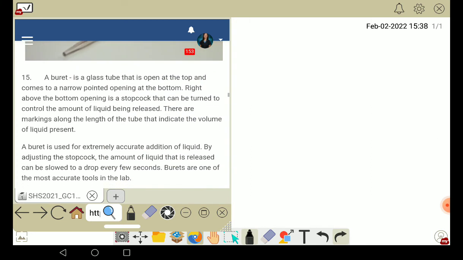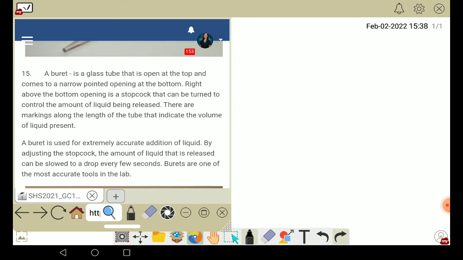Okay, next we have burette. There is another spelling for burette, which you could see in other books. A burette is a glass tube that is open at the top and comes to a narrow point opening at the bottom. So it is a long tube.